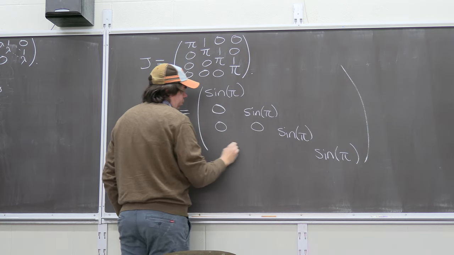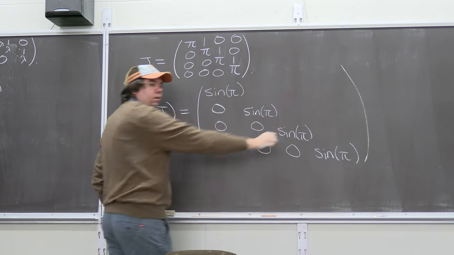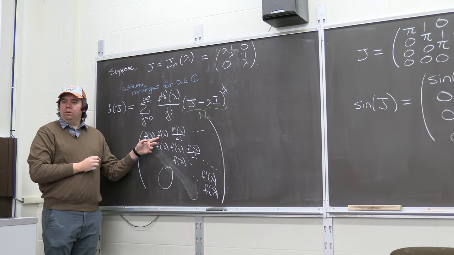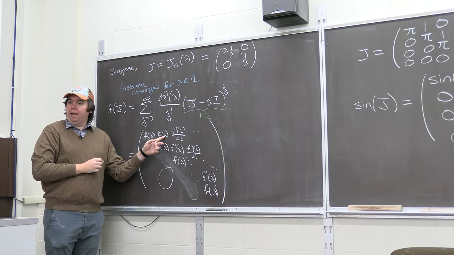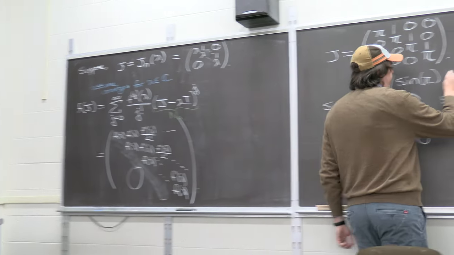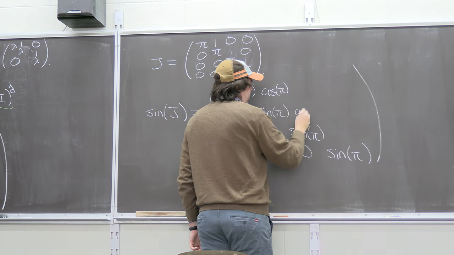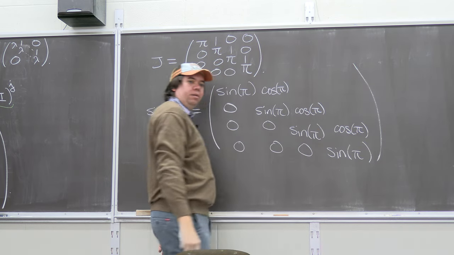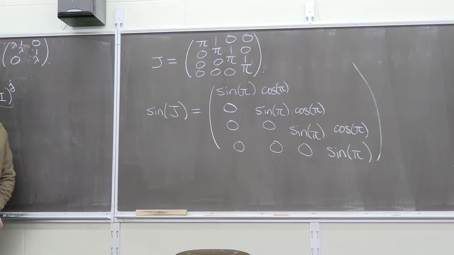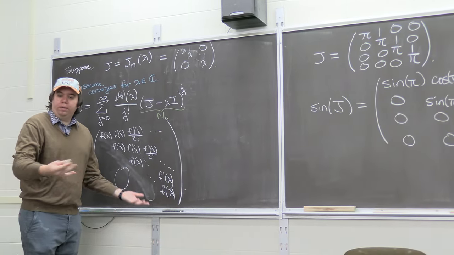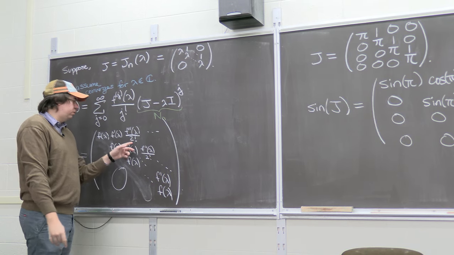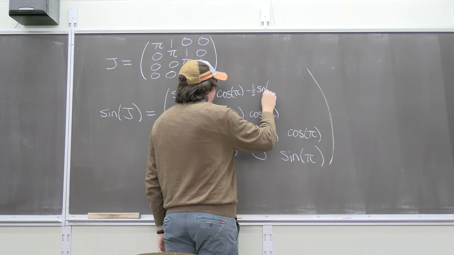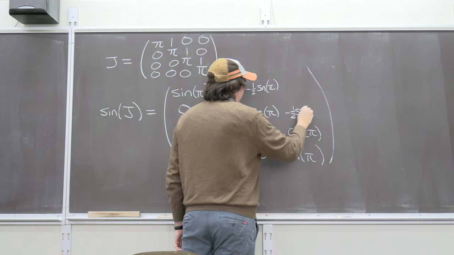Okay, help me out. What is it going to be on the next diagonal up? Zeros everywhere else, zeros down here in the lower triangular portion. What's going to be on the superdiagonal? Yeah, cosine of still pi. So here we'll have cosine of pi. Okay, and then if we move up a diagonal, what do we have? The derivative of cosine is negative sine, but we also have to scale by this 2 factorial. So it's minus 1/2 sine of pi.